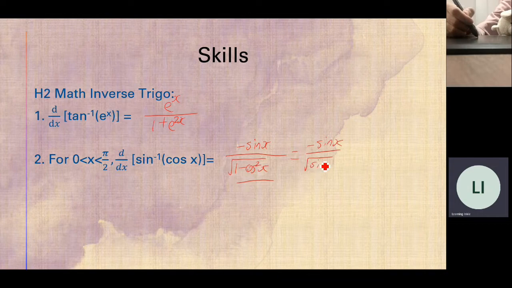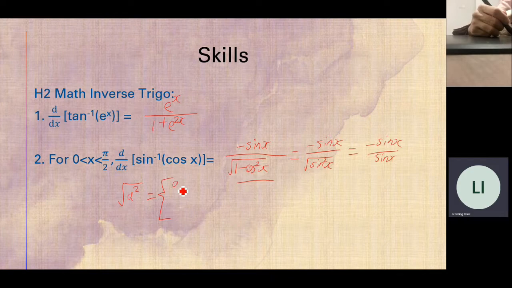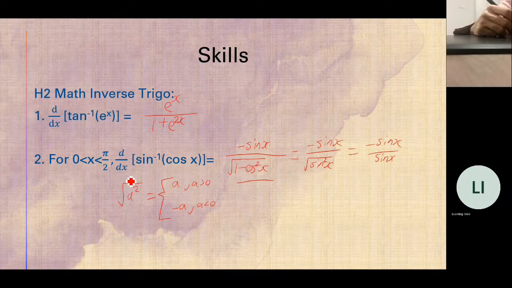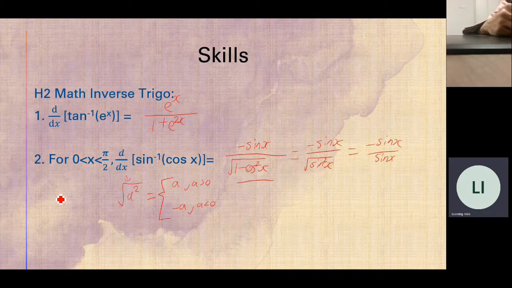And if you immediately write this down without knowing why, you are wrong. Okay? Let me explain why. If we have root of a squared, it is actually a piecewise function, aka it depends. It is a if a is bigger than 0. It is minus a if a is less than 0. Why is that so? Because root a squared must be a positive number, right? A square root of a number is always positive, unless you find the negative square root. All right, then this will always be negative. But if it's a square, we know that a can either be positive or negative.